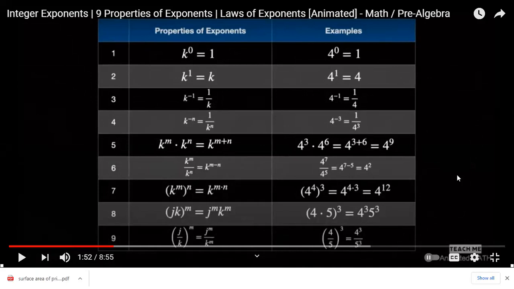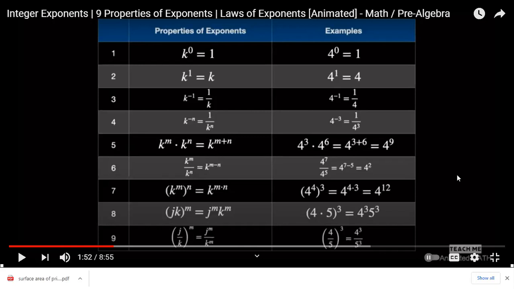K to the power of 1 means you are going to repeat the base only one time. You have an example for each property on the right. So 4 to the power of 1 will be equal to 4. K to the power of -1: any number with a negative exponent, if we want to change it into positive, we transfer it to the denominator. So k to the power of -1 will be 1 over k. Then let's take an example. 4 to the power of -1 will be 1 over 4.